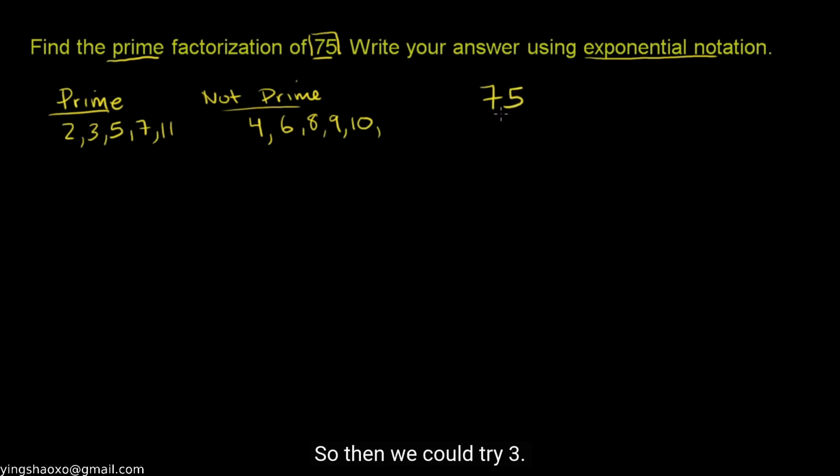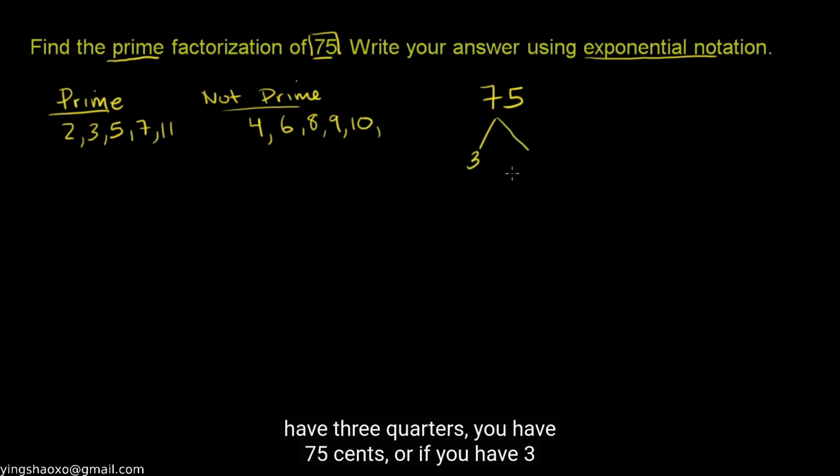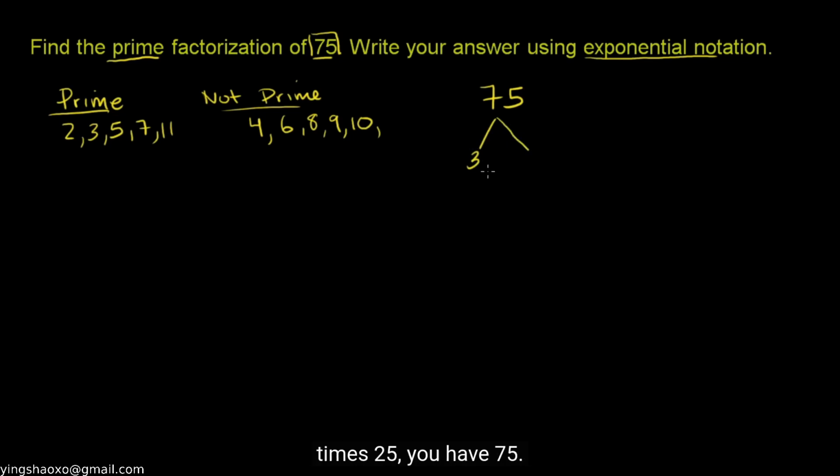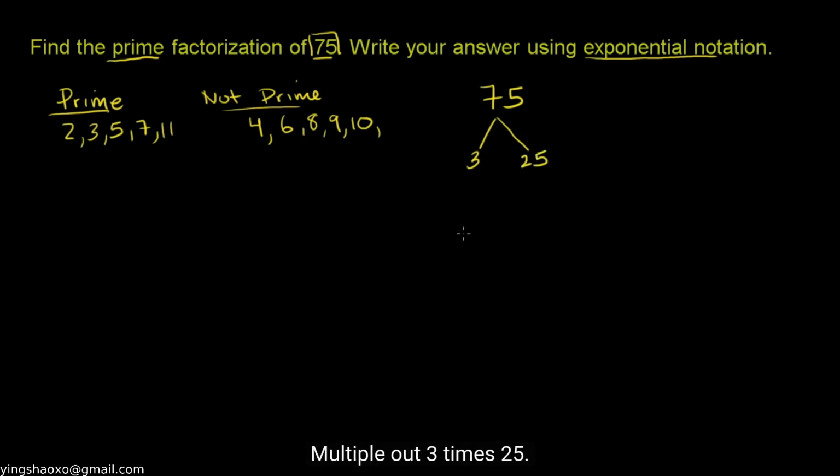So then we could try 3. Does 3 go into 75? Well, 7 plus 5 is 12. 12 is divisible by 3, so 3 will go into it. So 75 is 3 times something else. And if you've ever dealt with change, if you have 3 quarters, you have 75 cents. Or if you have 3 times 25, you have 75. So this is 3 times 25. And you could multiply this out if you don't believe me. Multiply out 3 times 25.